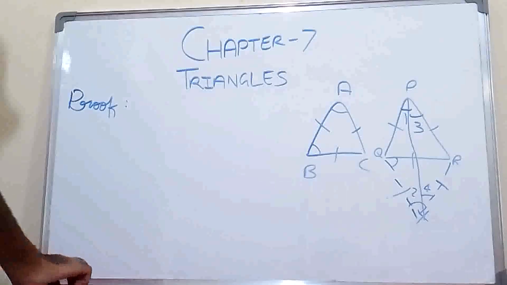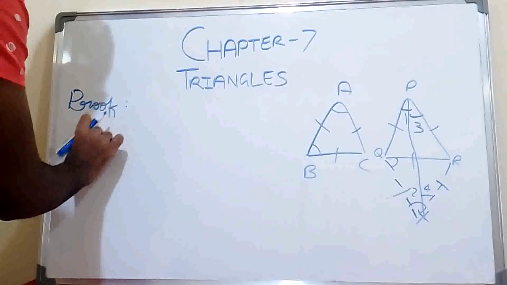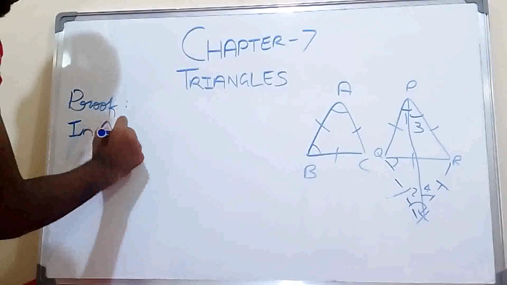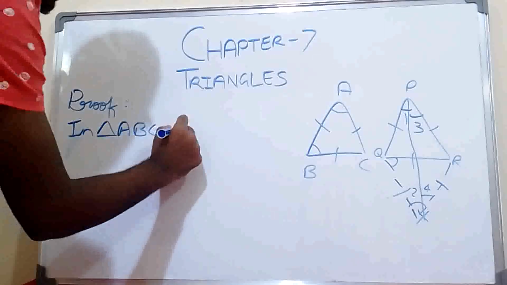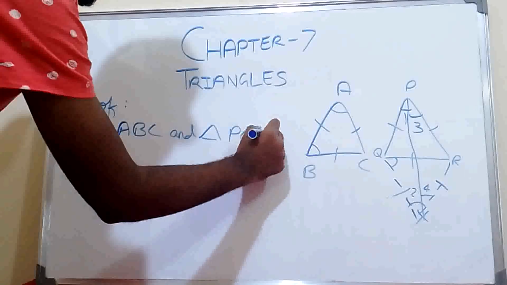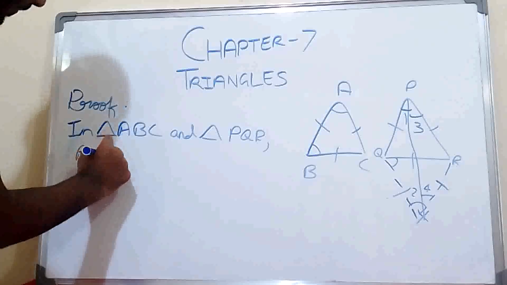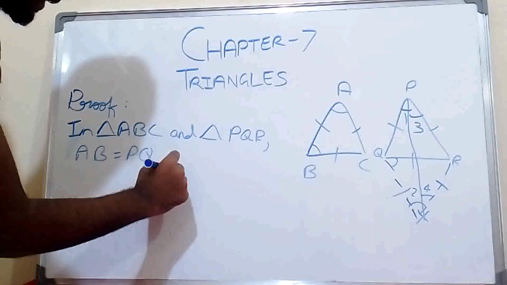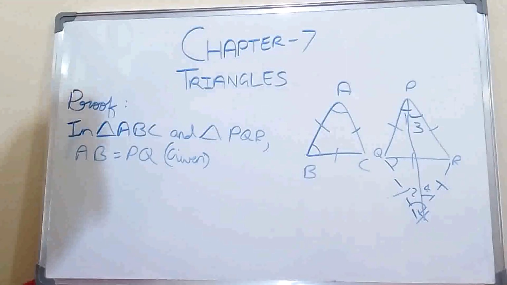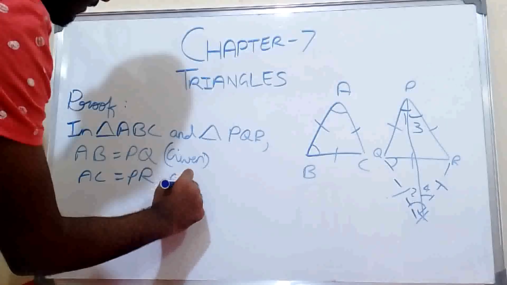So we know that, okay, I'll write it as it is. So in triangle ABC and triangle PQR, we have these two triangles now. AB is equal to PQ, which was given to us. Now we also know that AC is equal to PR, which is also given to us.